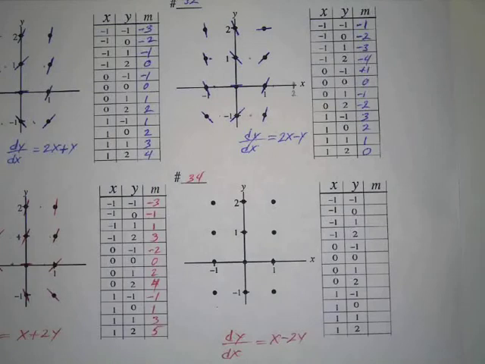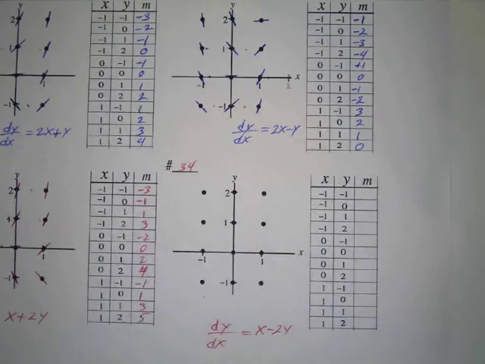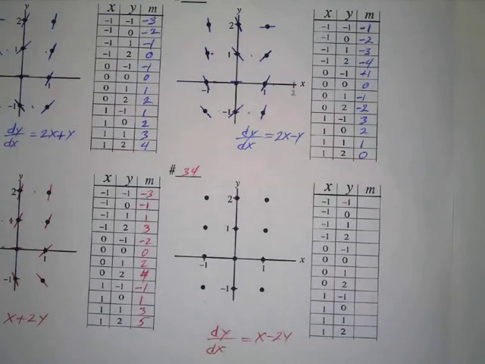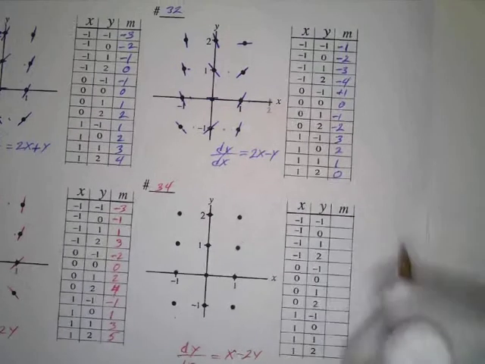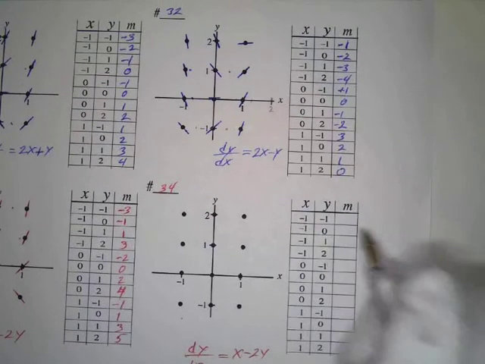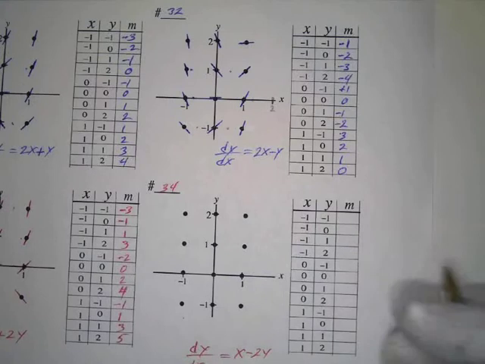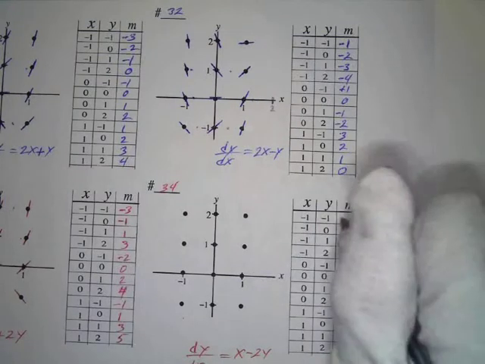Okay, and here's number 34 from 6.1. So let's go through this process. And again, we've got x minus 2y. So x is negative 1, and a negative times a negative would be positive, so it'll be plus 2. So negative 1 plus 2, 2 minus 1 is 1.